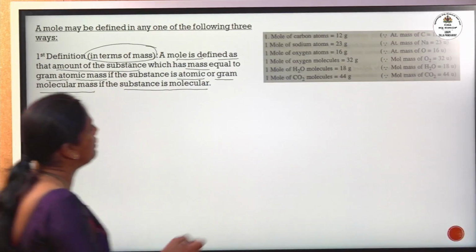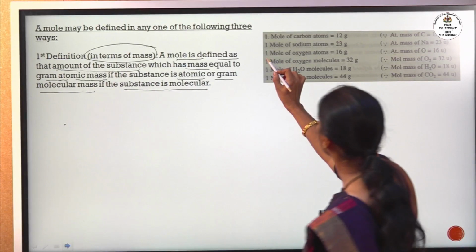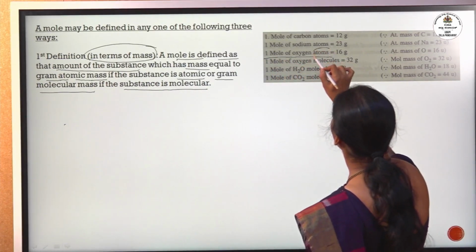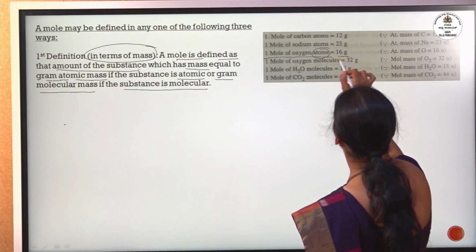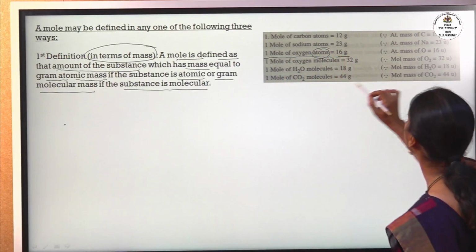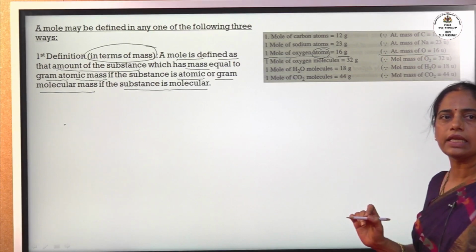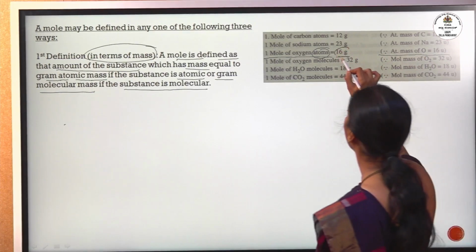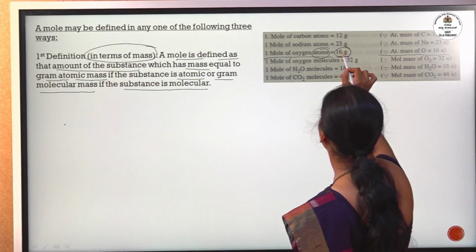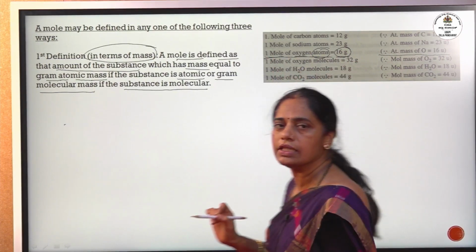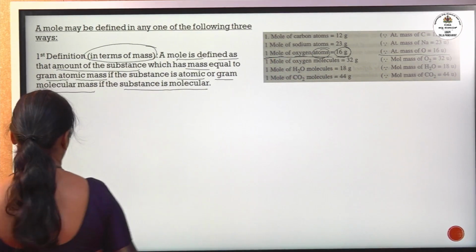Now, one example we will take: 1 mole of oxygen atoms. 1 mole of oxygen atoms means 1 gram atomic mass, that is 16 gram, because atomic mass of oxygen is 16 u. So, 16 gram of oxygen is 1 mole of oxygen atoms.